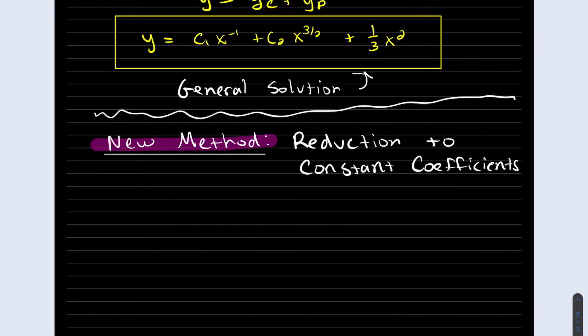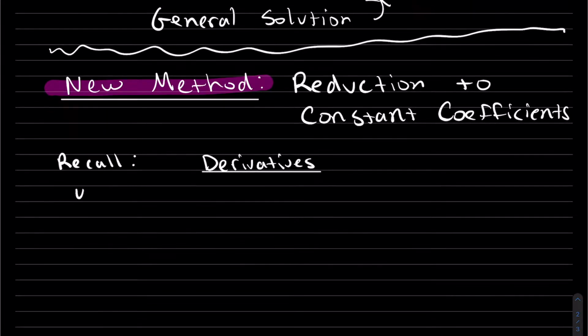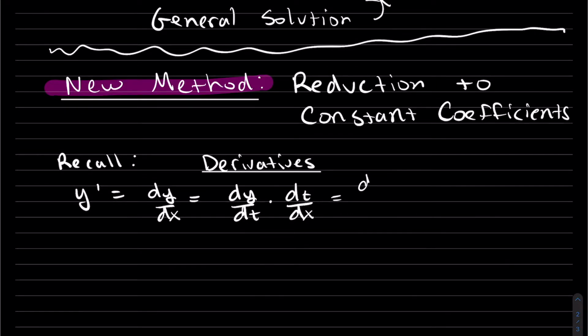I want to remind you how to do derivatives with a parameter, okay? So y prime, which is dy dx, is dy dt times dt dx. And we don't need it here, but if you'll remember, we also had it stacked in Calc 2. So that's the same thing, and you can see the dt's cancel and you get dy dx.